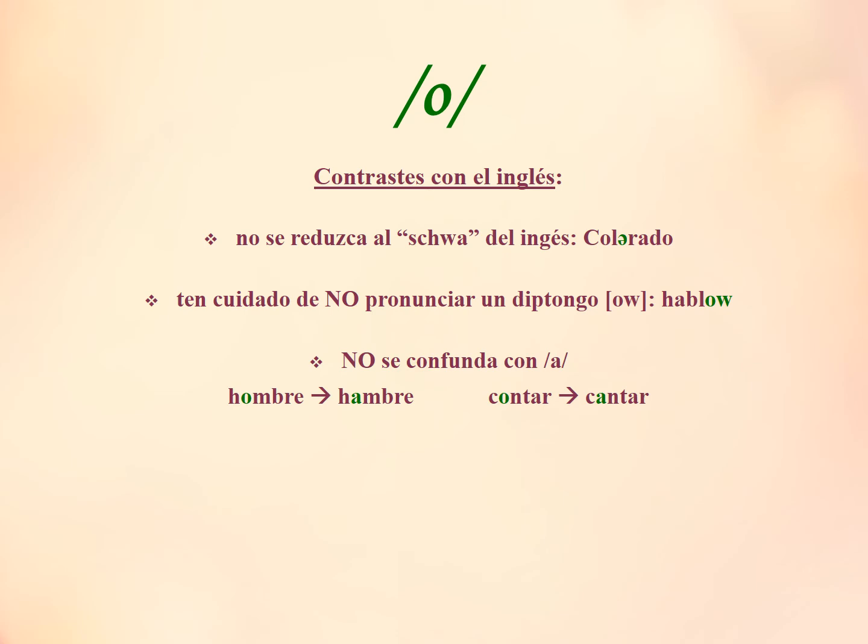The other thing we need to do, and this comes from English influence, English interference, is we don't want to mix up the O with the A. So hombre and hambre are completely different words, but people tend to pronounce the first word like the second word. So you might hear an English speaker say hombre when they mean man, but to say tengo hambre versus tengo hombre, those are completely different things. So we don't want to confuse those two.